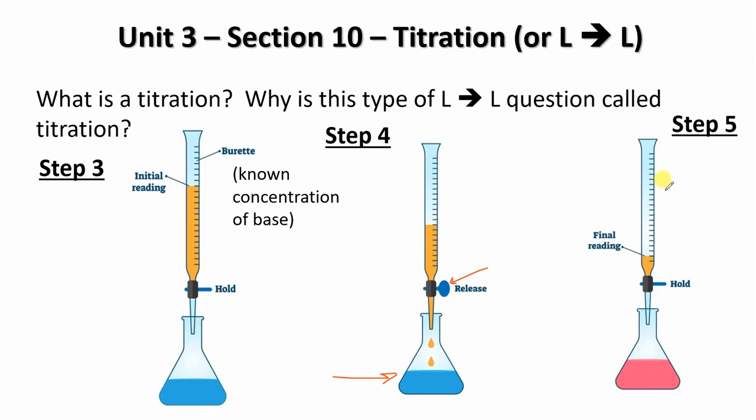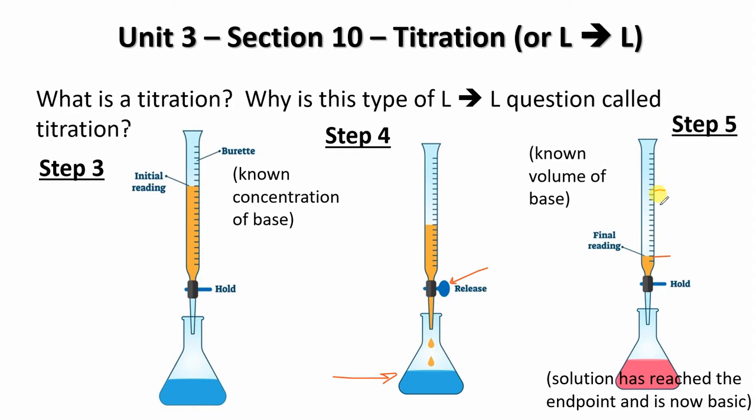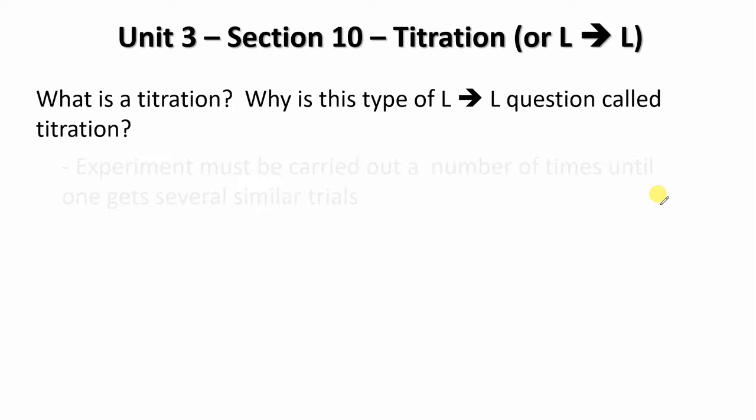And then we can, of course, read off our burette reading. So if we started there and you ended there, you could figure out your volume. So you'll have a known volume of base. And the solution has reached the endpoint and is now slightly basic. That's why it's pink. So just a quick summary here.